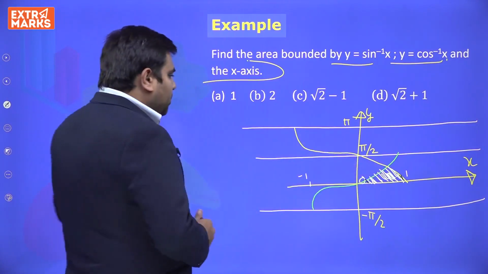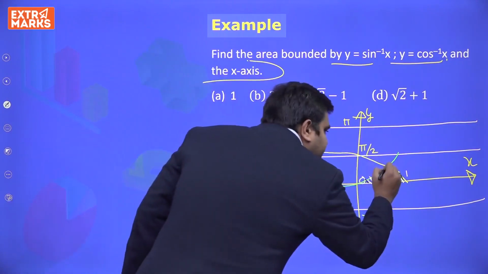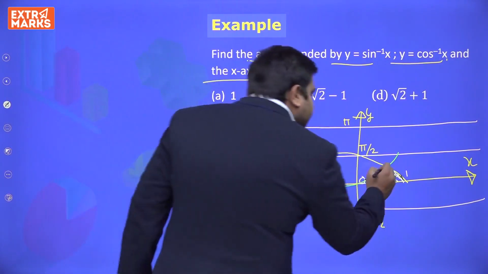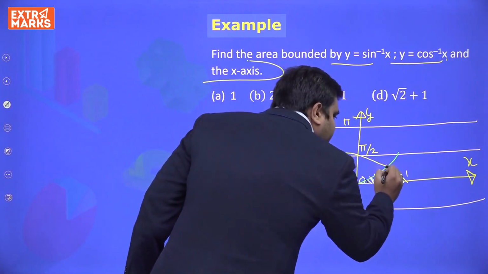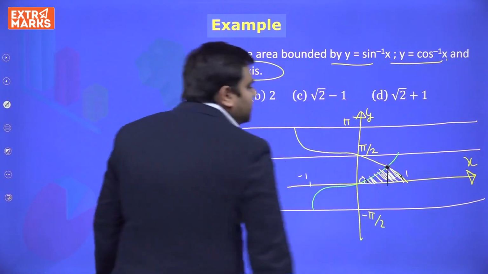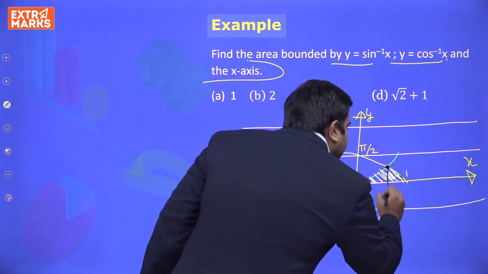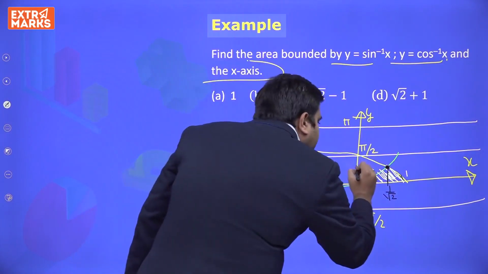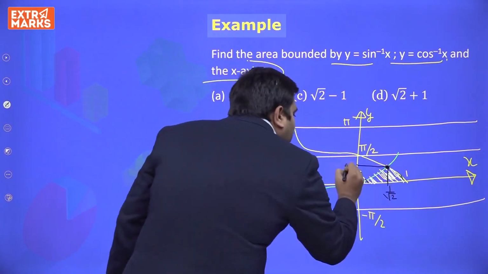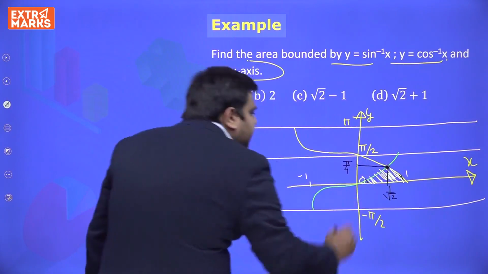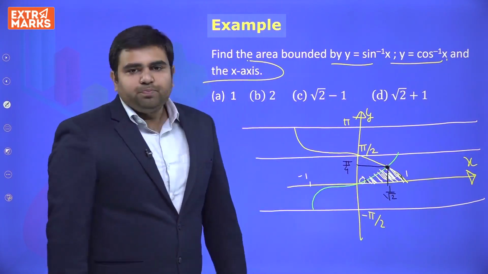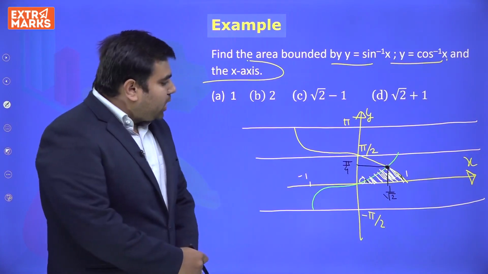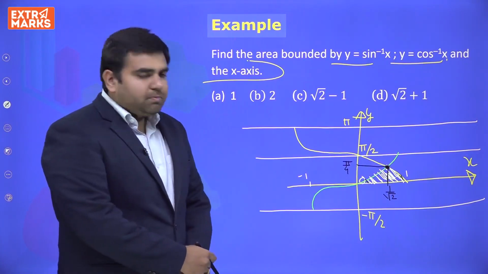Now, what would be the point of intersection? So this point of intersection would be 1 by root 2, because at 1 by root 2, both become equal to pi by 4. So how to calculate this area?